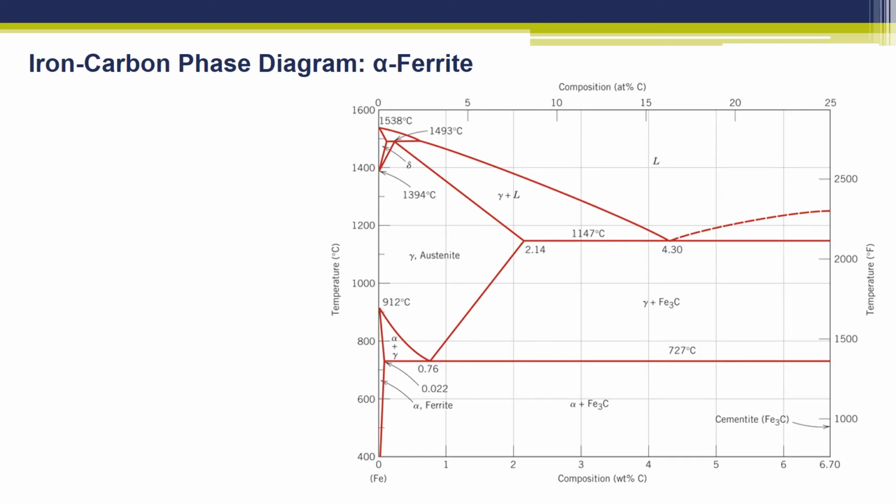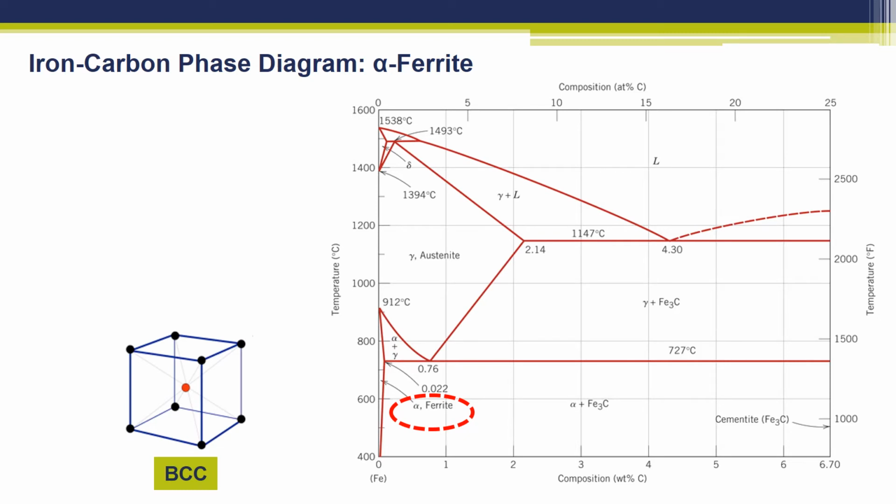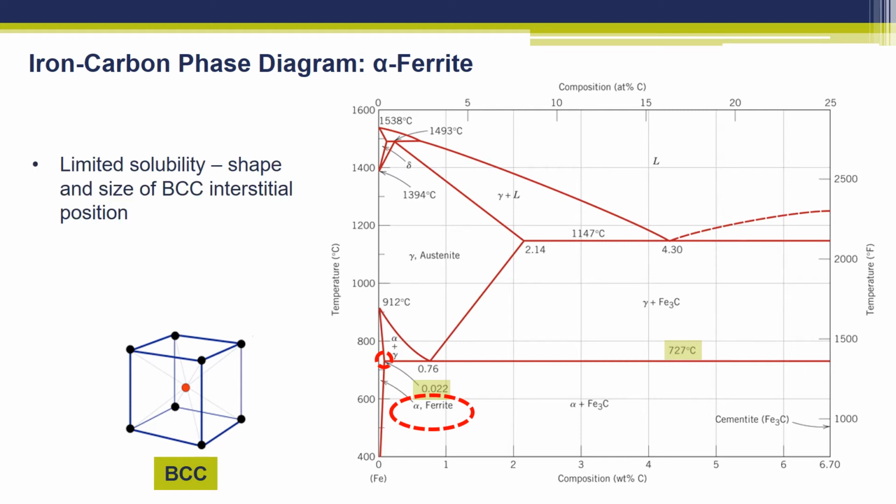So now you know about the different regions of the steel portion of the iron-carbon phase diagram. Let's learn about some properties of these single-phase regions so that we can learn about their applications. Alpha ferrite, which you know what it is already, has a BCC crystal structure, and only a small concentration of carbon is soluble. The maximum solubility is 0.022 weight% at 727 degrees Celsius. This limited solubility is explained by the shape and size of the BCC interstitial position, which makes it difficult to accommodate the carbon atoms.